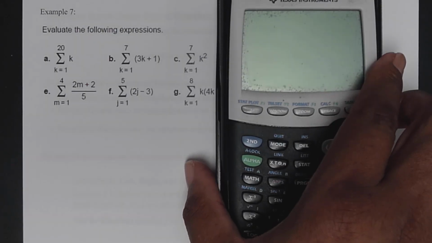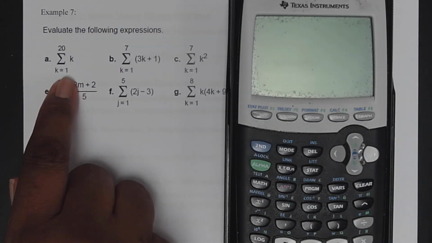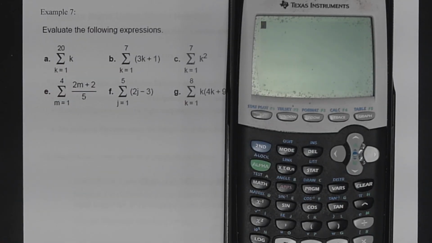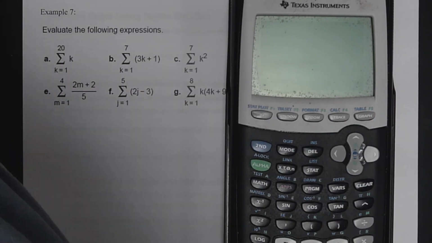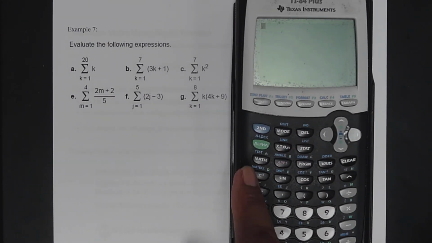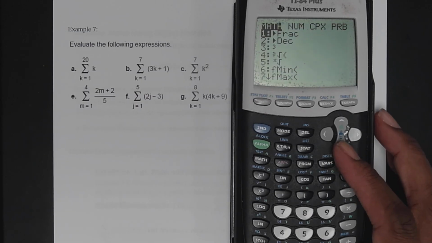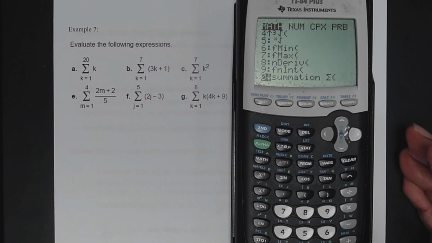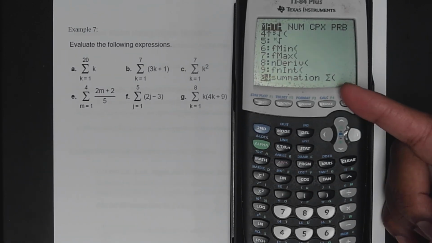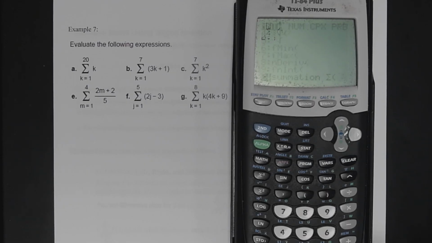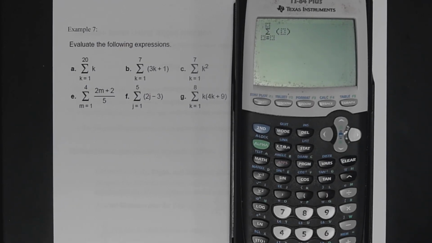So like in part A, let's say I have the summation from k equals 1 to 20 of k. Here's what we do first on the graphing calculator, and I might need to zoom out a bit. So what I'm going to do here is press the math key. I'm going to use my down arrow to come down to this menu item that says summation with the sigma notation. You can highlight that and then press enter. It will give you the sigma notation, and it will give you spaces to fill in.